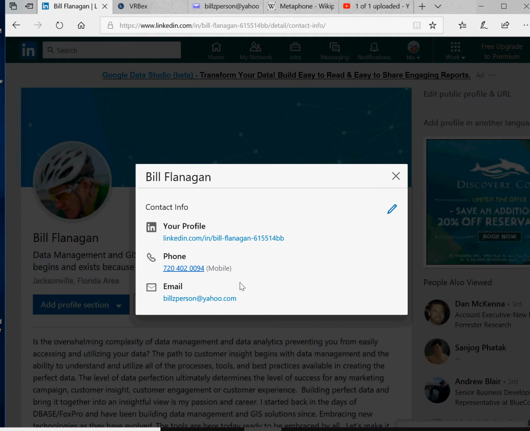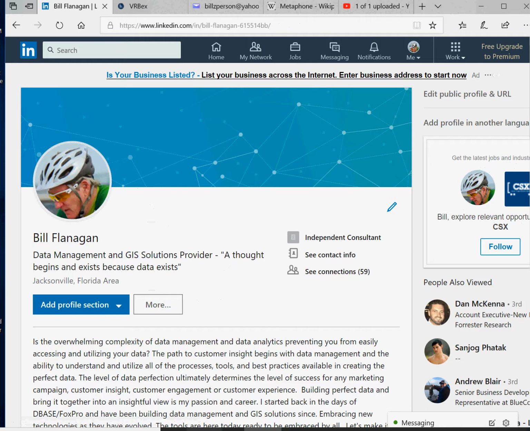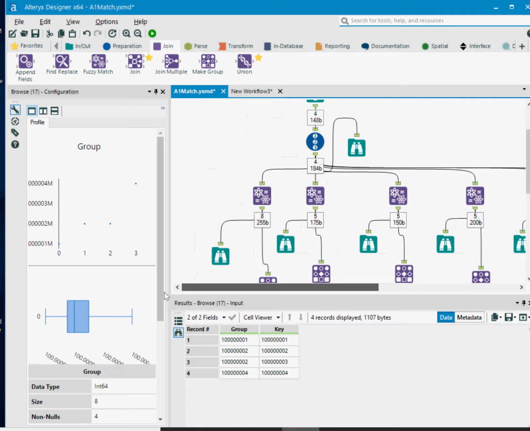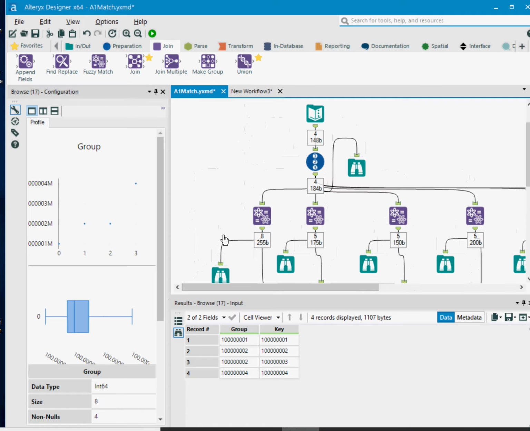I'm really focused on this concept of personalizing by simplification, taking these concepts of data management and data analytics, or data analysis, and simplifying them through teaching, training, and consulting. But today I'm going to work with a product called Alteryx, and talk a little bit about fuzzy matching and the concept of creating a key.